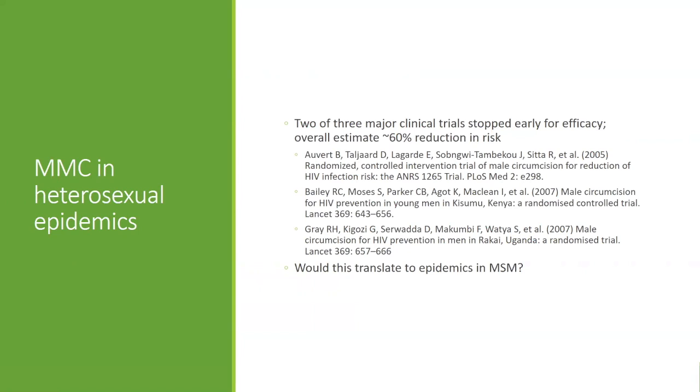And estimated across the 3 of them pretty consistently something like a 60% reduction in risk for the men who were circumcised. But then there was the question, these are all in heterosexual epidemics, how would this translate to epidemics in MSM? Right, so the mechanisms of transmission are a little bit different.